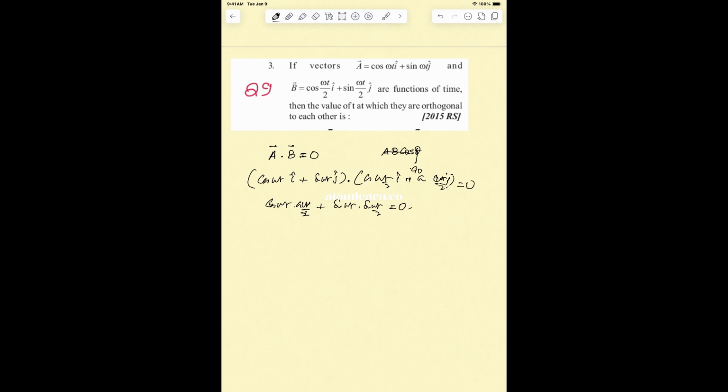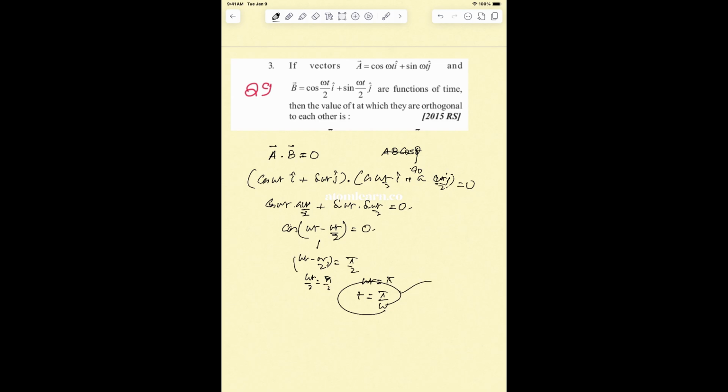What is this? This is cos A cos B plus sin A sin B, which is nothing but cos of A minus B, or B minus A, both are the same of course. So cos of omega t minus omega t by 2 should be equal to 0. When will it be 0? When omega t minus omega t by 2 becomes 90 degrees, that is pi by 2. Therefore omega t by 2 should be equal to pi by 2. That means omega t equals pi, or t equals pi by omega.